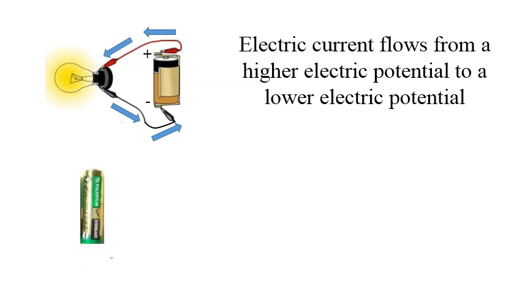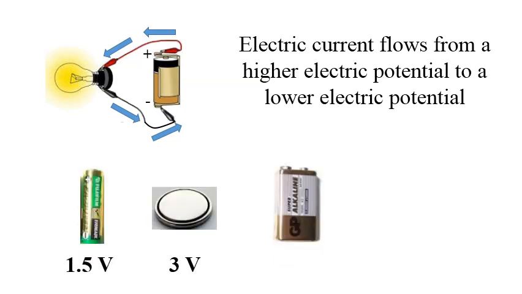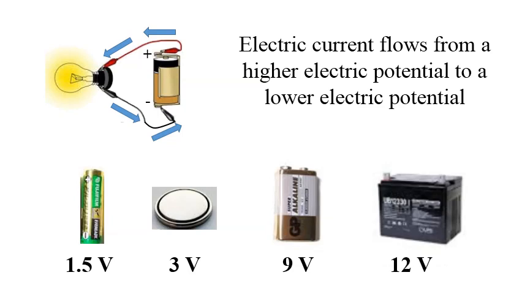The voltage between the positive terminal and negative terminal of electric cells and batteries are marked on them.